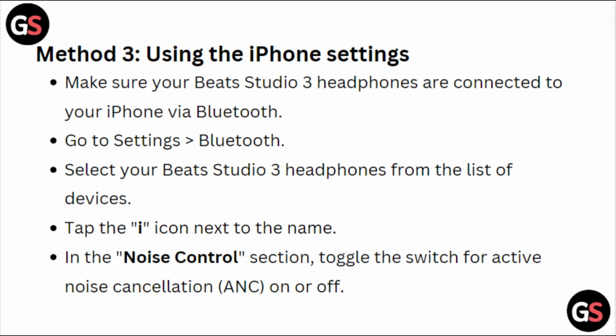Method 3. Using the iPhone settings. Make sure your Beats Studio 3 headphones are connected to your iPhone via Bluetooth. Go to Settings, then Bluetooth. Select your Beats Studio 3 headphones from the list of devices. Tap on the eye icon next to the name. In the noise control section, toggle the switch for active noise cancellation on or off.